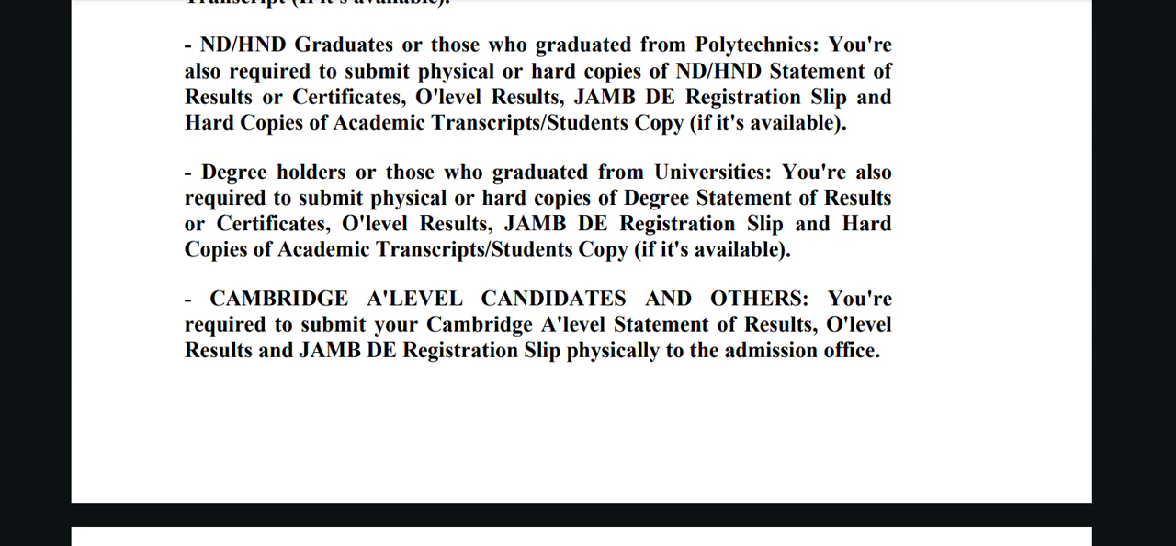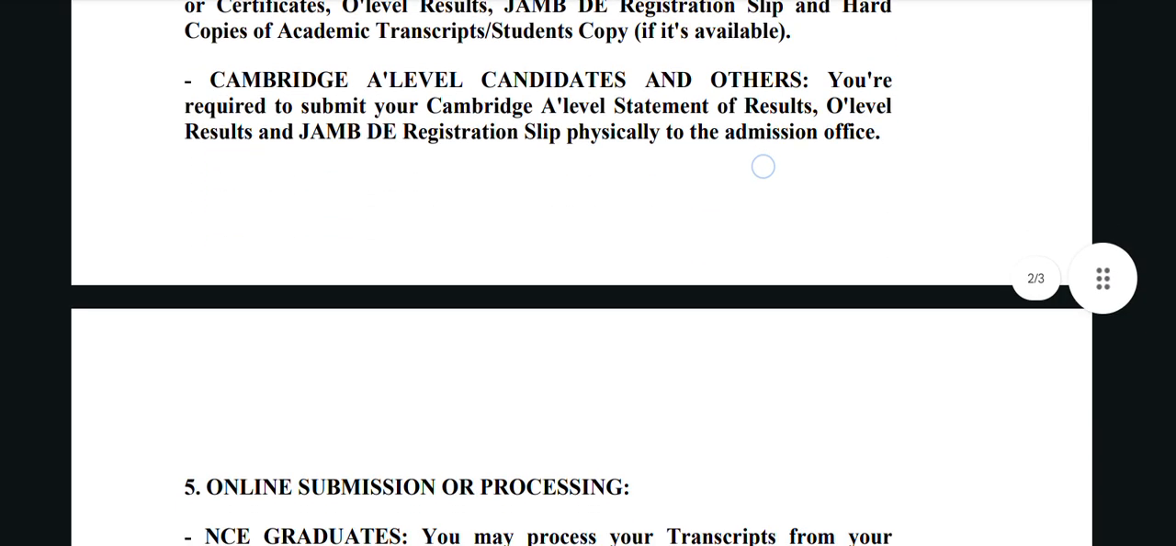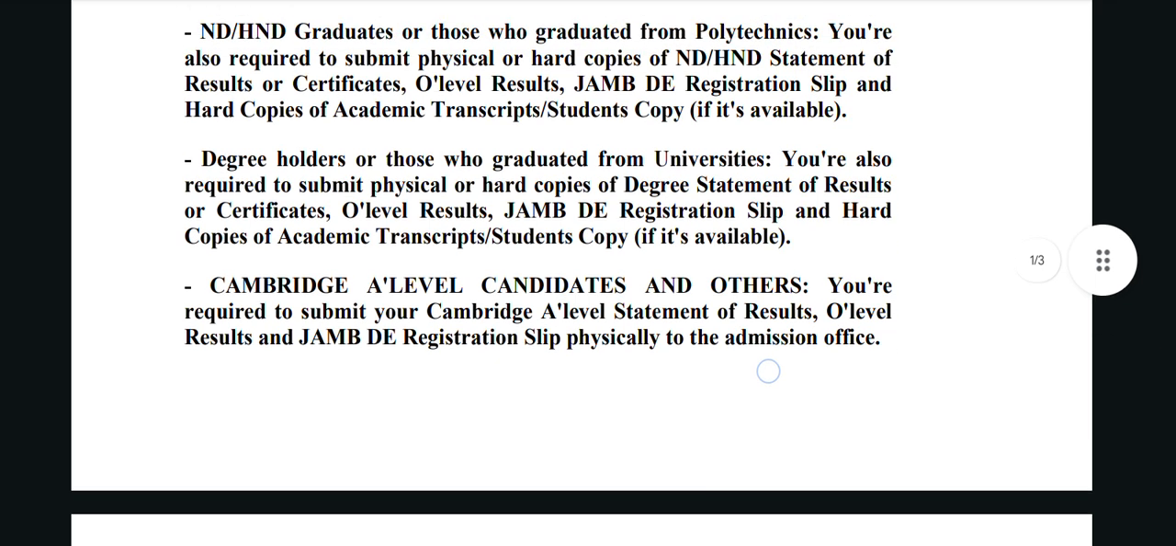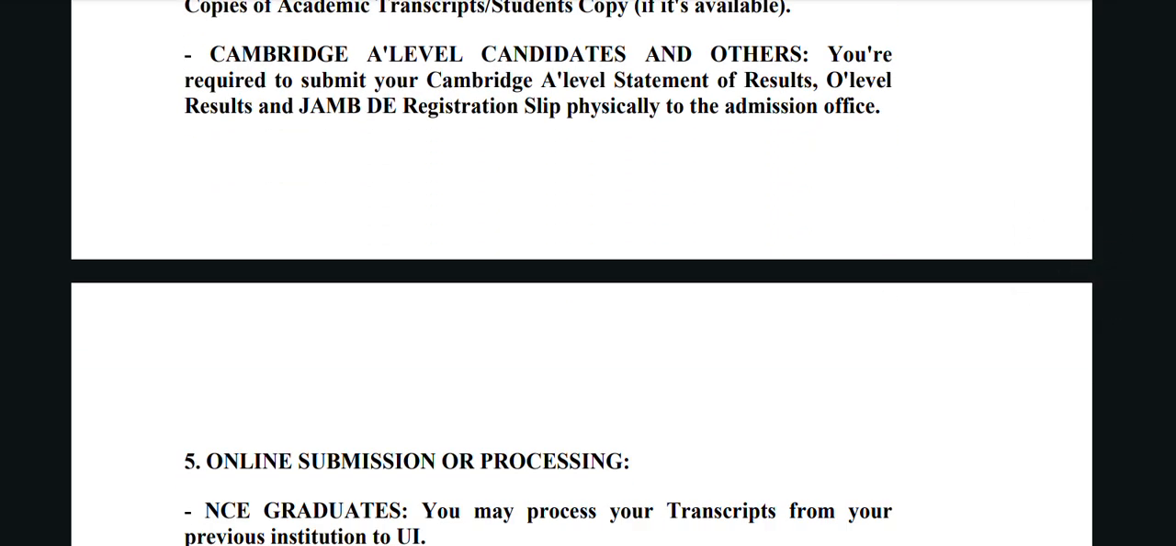So your school has the responsibility of sending your official transcript to the admission office, physical office, or their email address. So that's very clear. For other categories of direct entry candidates, Cambridge A level and others, you are required to submit your Cambridge A level statement of results, O level results, and JAMB registration slip physically to the UI admission office. I think that's very clear.